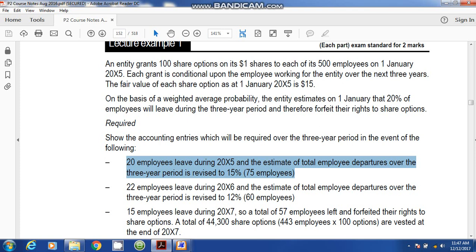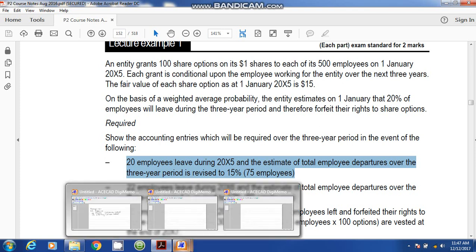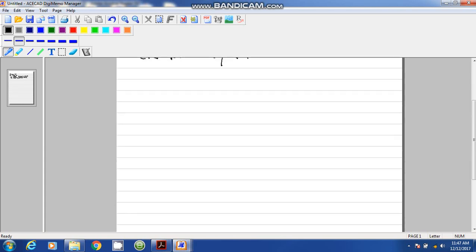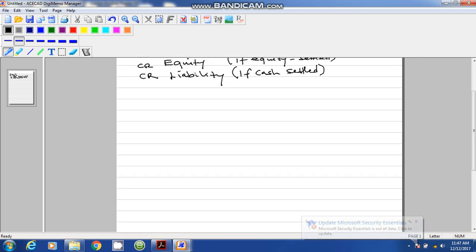We always start with the opening balance, which is always 0. Equity brought down is 0.